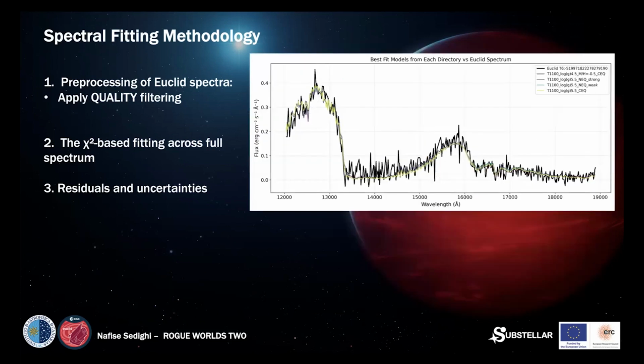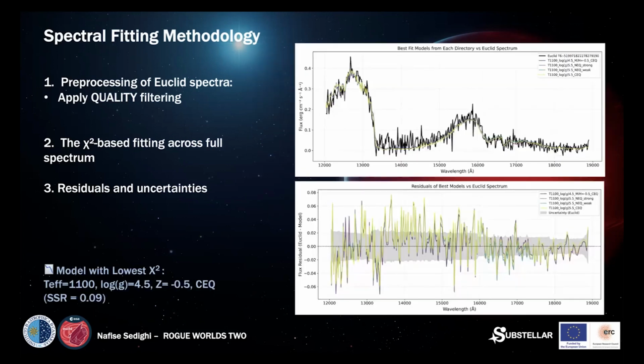As another example, here is a T6, and this Euclid observed spectrum has a bit of noise, so this affects the fitting, but we are hoping to get better.